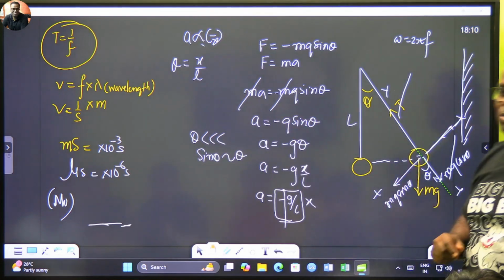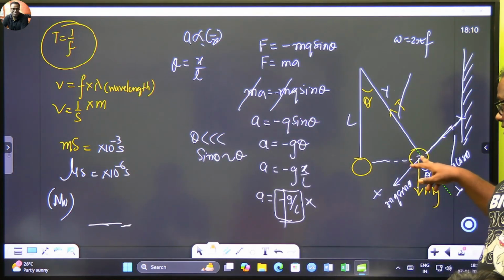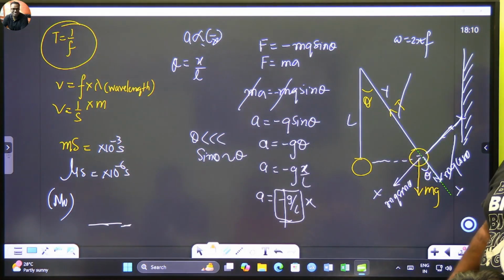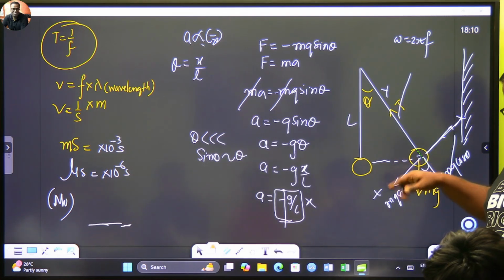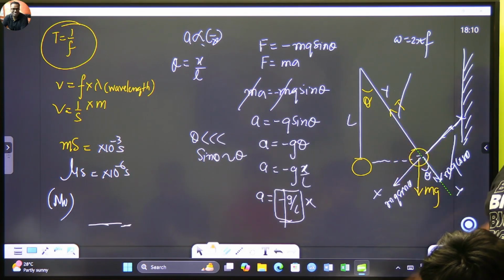So they will not ask you what is the force. They'll ask what is the acceleration of this bob. So acceleration means a net. F equal to ma. What is your F? F net. Mass of the bob remains the same. Then you get your a net.